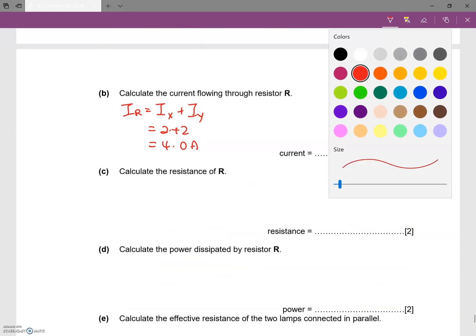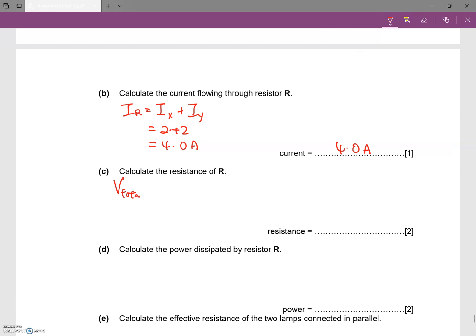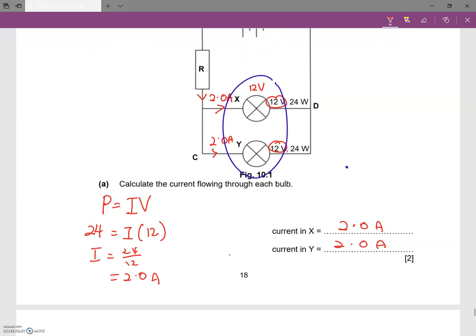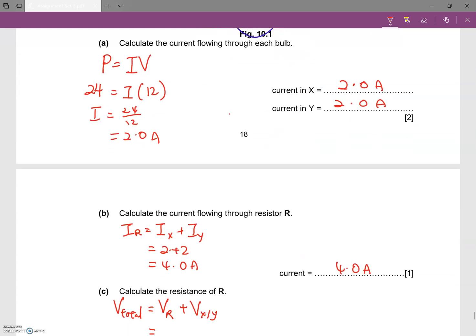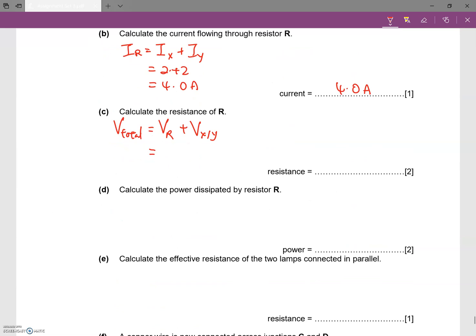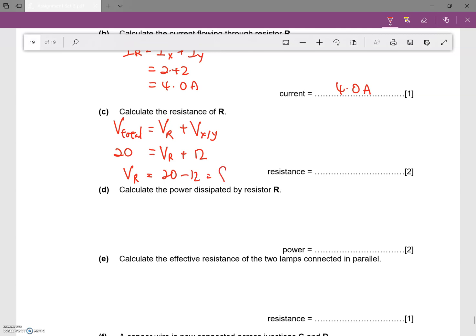I know that the total voltage is equal to the voltage across R plus the voltage across X or Y. Why is it so? It's because these two are connected in parallel. So 12 volts here, 12 volts here. The energy used up will be 12 joules per charge. I know the total is 20 volts. I need to find the voltage across R. The voltage across X and Y, as mentioned, is 12. So the voltage across R is 20 minus 12, which is 8 volts.